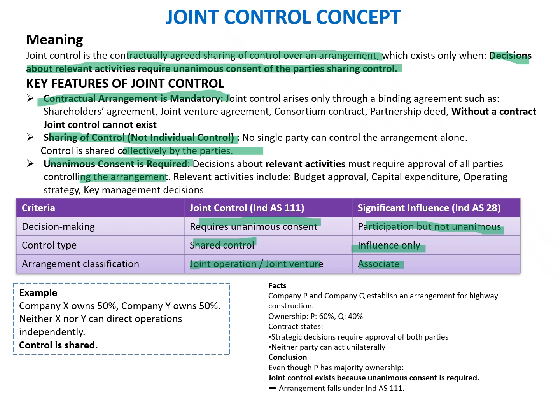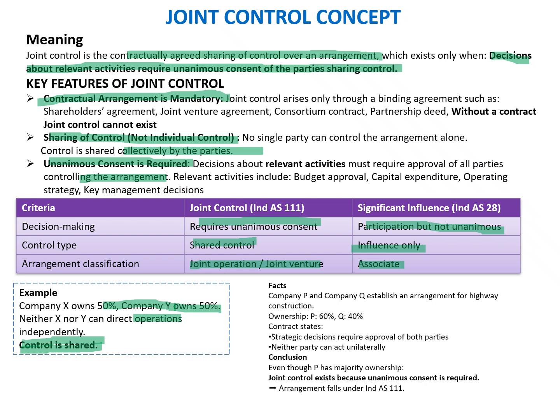So we have illustrated this with the help of examples as well. For example, company X owns 50% and company Y owns 50%. Neither X nor Y has direct operation independently. Control is shared, which means they cannot take the decision independently. They are taking the decision unanimously.